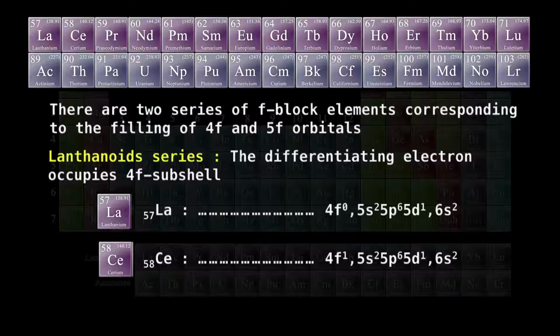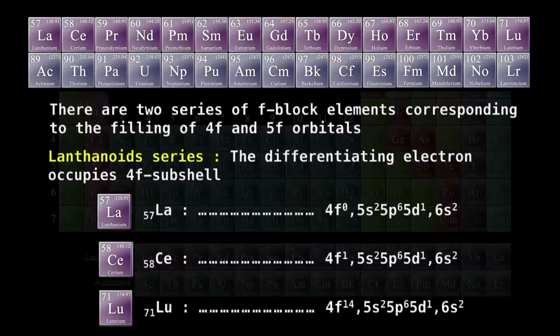And the last element in this series is lutetium. The outermost electronic configuration for this is 4f14, 5s2, 5p6, 5d1, 6s2. The differentiating electron occupies the 4f subshell.